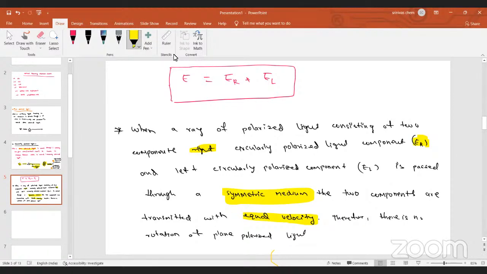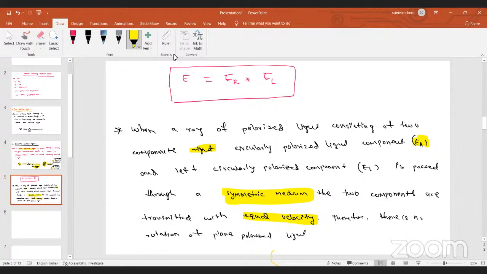Therefore, in symmetric medium, the combination of ER and EL gives light in the same plane. Therefore, there is no net rotation of the plane polarized light. That means the molecule is said to be optically inactive. So no net rotation means optically inactive. Clear?